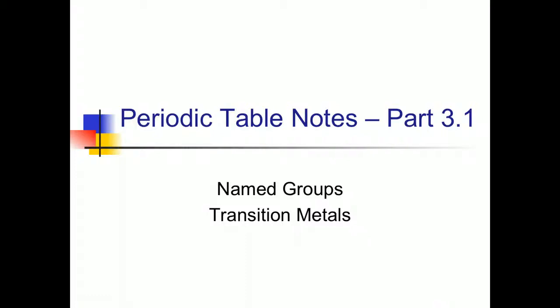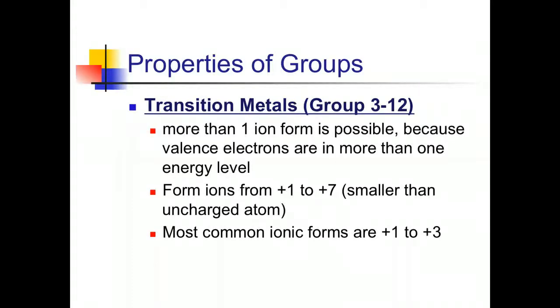This is part 3-1, and we're going to do the transition metals. Keep these file sizes small. Okay, the transition metals are the metals that are found in the center of the periodic table. They're groups 3 through 12, also known as the group B elements.